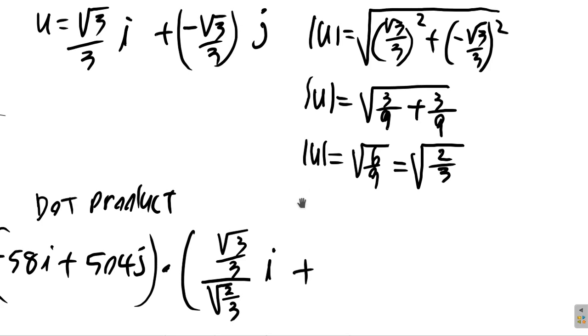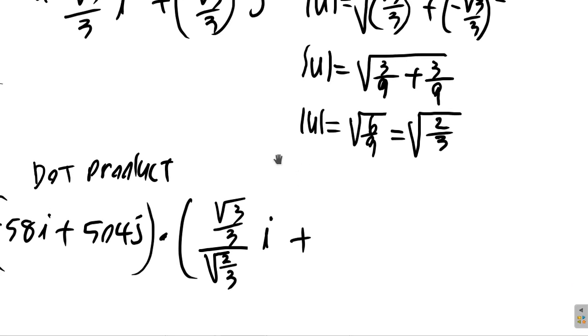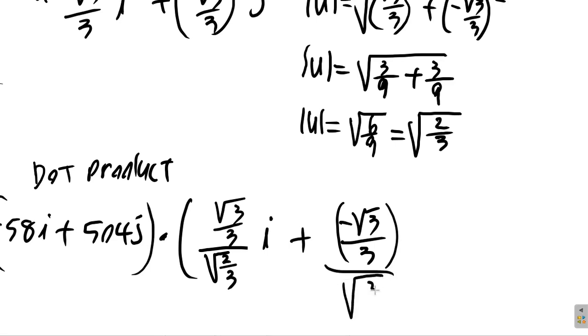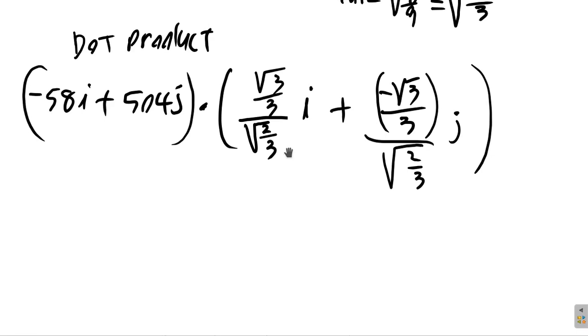Negative square root of 3 over 3, divided by square root of 2 over 3, j. Alright. That's nice.